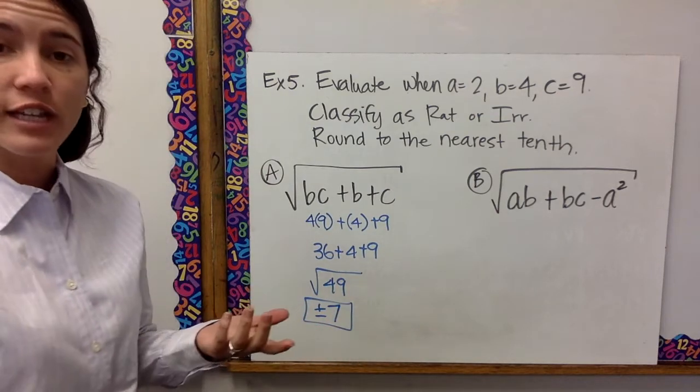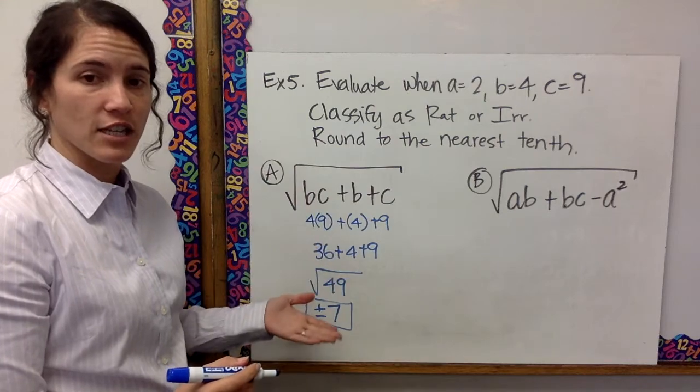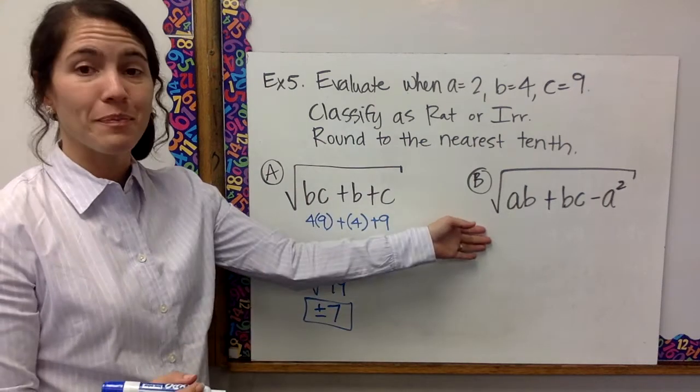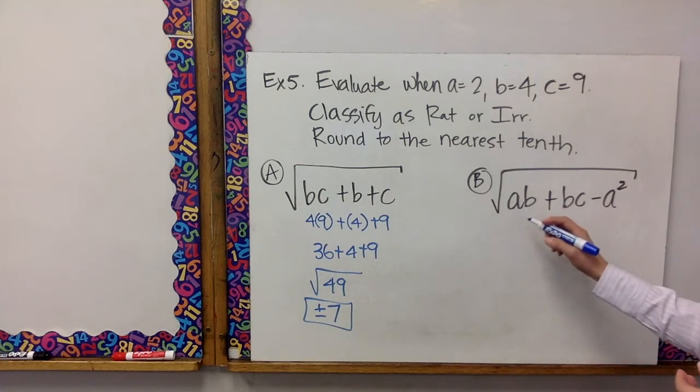The square root of 49 is positive or negative 7, so I've evaluated it. You substituted in, and then you solve it. All right, B, same type of thing. We're going to substitute our numbers in.